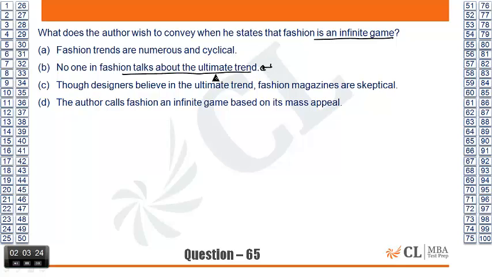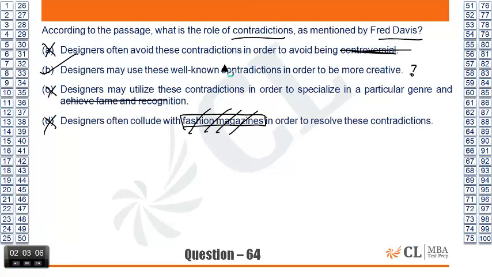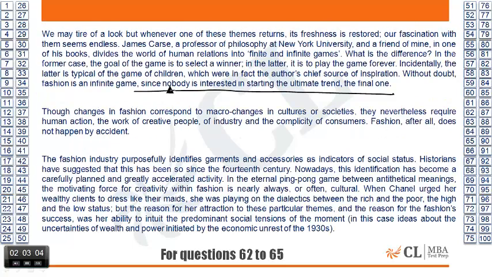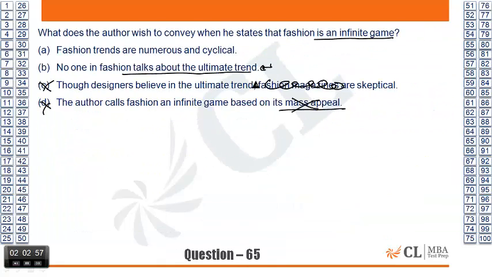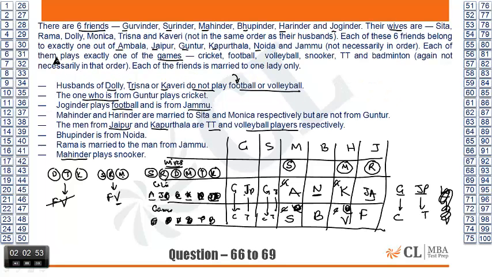I think this one. Let's check. Though designers believe in ultimate trend, fashion magazine. Where are you? Why are you here? Time pass. The author calls fashion based on his mass appeal. No. Okay. Fashion trends are numerous cyclical. No one talks. Okay. I'm gonna go. Nobody's interested in starting an ultimate trend. Okay. That makes sense. No one in fashion talks about it. I think it makes sense. Okay. 65 is fine.